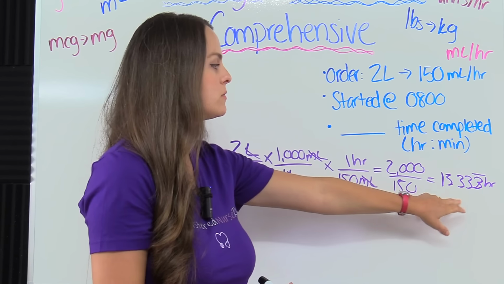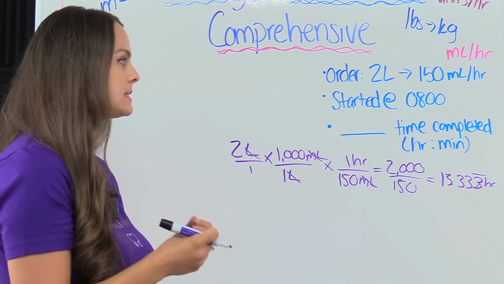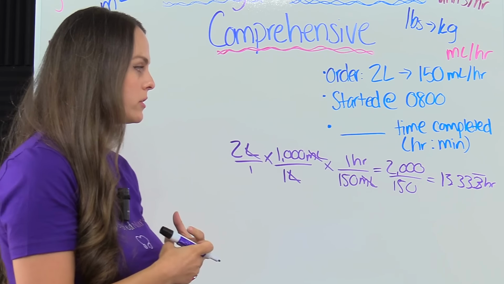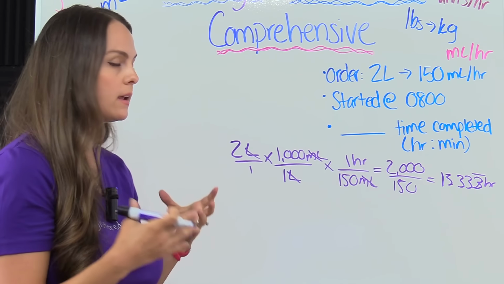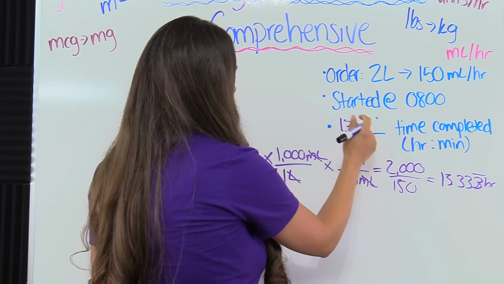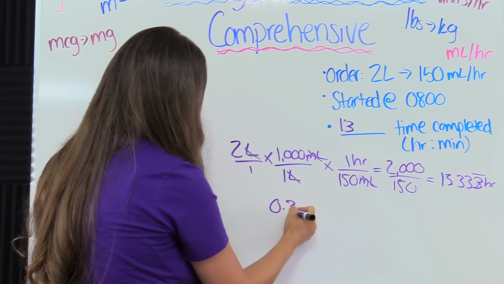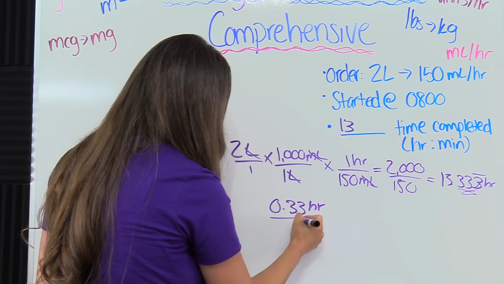But the problem is we have leftover hours. So we need to know minutes because we need to get a complete time for when this infusion was done. So we know it's going to take 13 hours, but let's convert our leftover hours into minutes so we get a complete time. So we'll go ahead and write 13 right here. So 0.33 hours, because that's what we're left with over here.